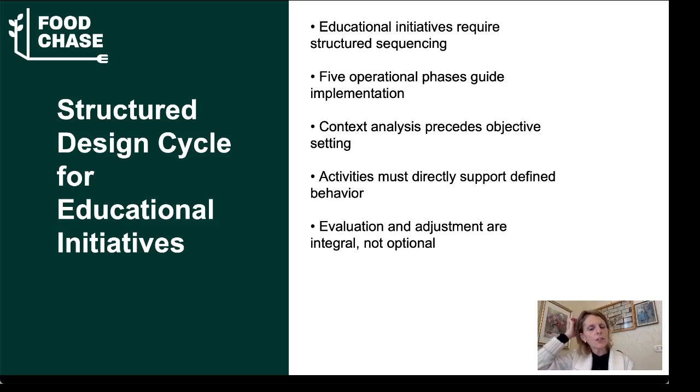Structured design cycle for educational initiatives. Regarding the operational phases, you have to have five layers. The first one is the context analysis. The second is the objective, then the activity design, the delivery, and the evaluation. For the context analysis, it's really important to set the context, to know what's going on in the area. I want to put my expertise to help the people to change. For example, food waste prevention is the context. I want to organize, for example, a workshop to help the people be more aware and more in action on waste prevention.